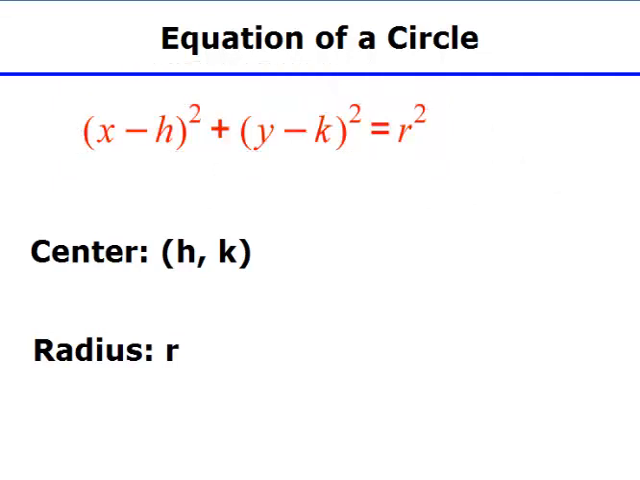Okay, so this is the actual formula for a circle: x minus h quantity squared plus y minus k quantity squared equals r squared. So h is the x coordinate of your center, k is the y coordinate of your center, and r is the radius. To make a circle, we only really need two pieces of information. We need to know the center, and we need the radius, and then we use a compass to make the actual circle. Everybody all right with that?